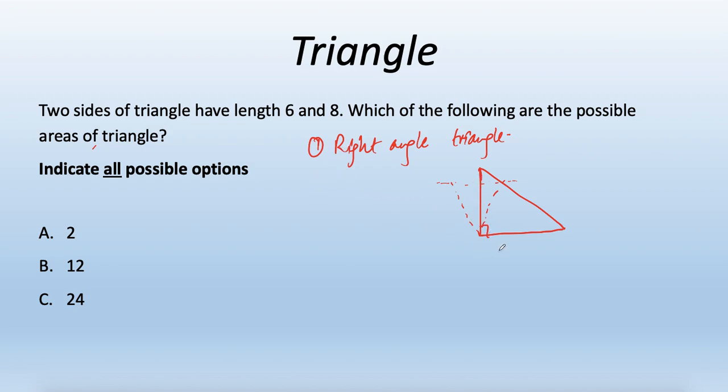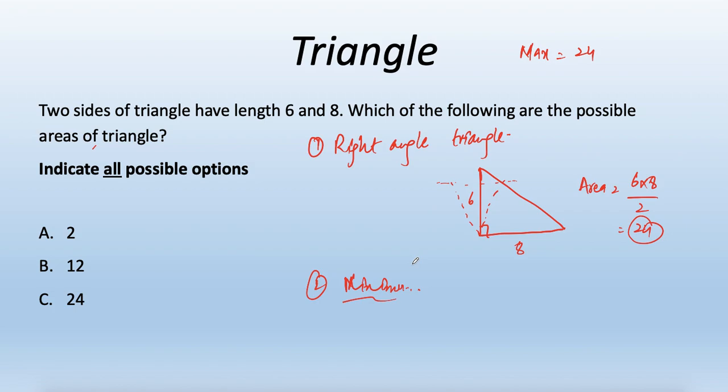So in the first scenario, for finding the maximum area, if I consider the two legs as 6 and 8, what is the area? Area will be just the product of the two legs divided by 2, which is 24. So the maximum area possible is equal to 24. So what is the minimum scenario?